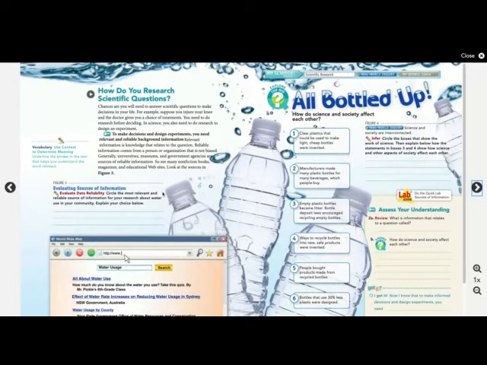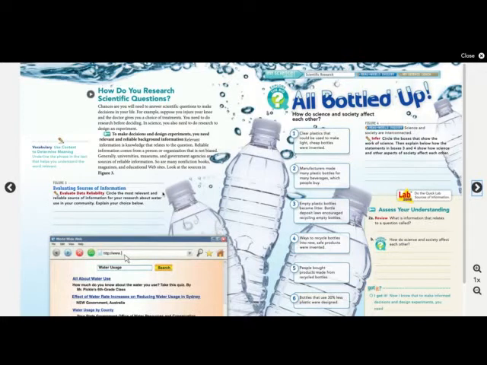In science, you also need to do research to design an experiment. To make decisions and design experiments, you need relevant and reliable background information. Relevant information is knowledge that relates to the question. Reliable information comes from a person or organization that is not biased. Generally, universities, museums, and government agencies are sources of reliable information. So are many nonfiction magazines and educational websites.